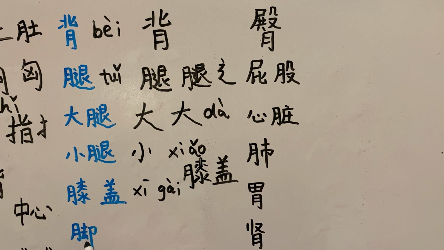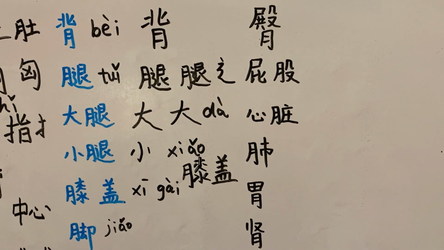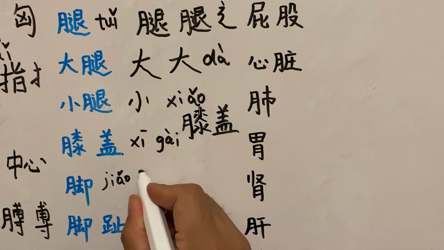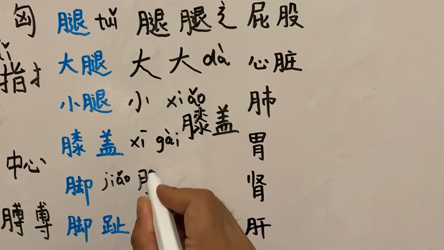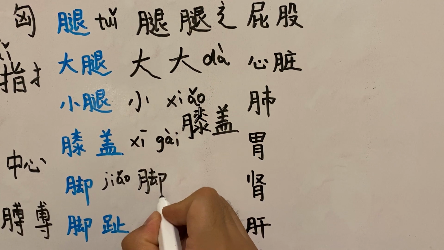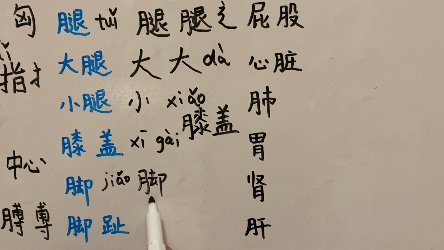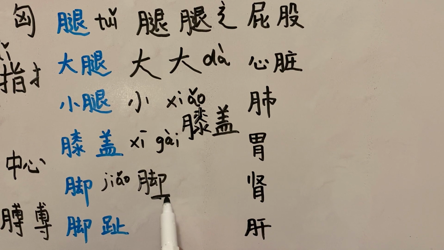This one, 脚. Chinese pinyin 脚. Feet. Yeah, it's feet. 脚. It is written like this. That part also 月. This character has three parts: the left part, the middle part, and the right part. But the right part and the middle part is another character. This one is another character. 却.